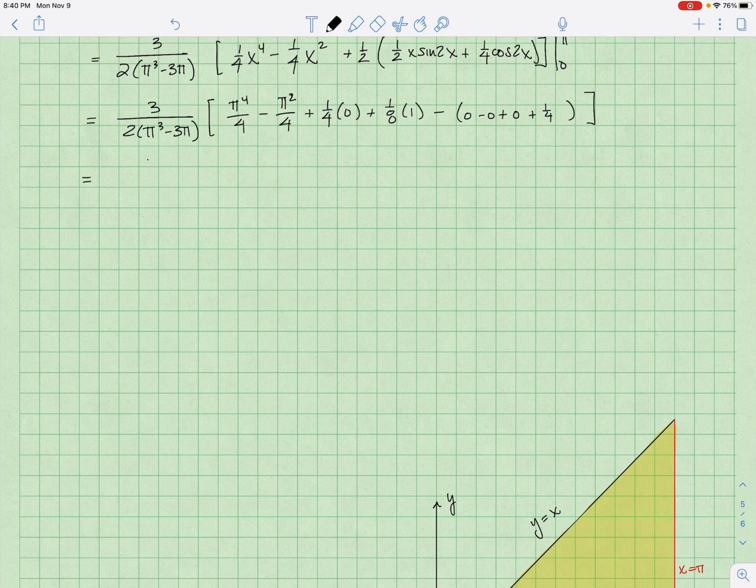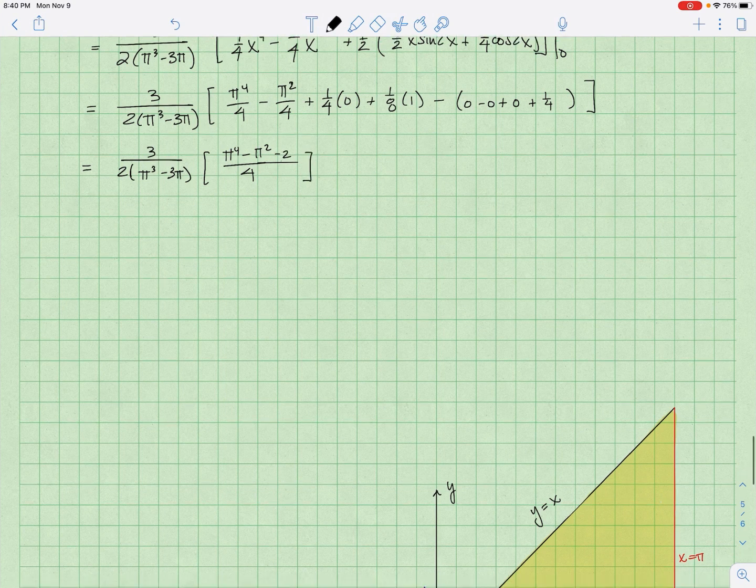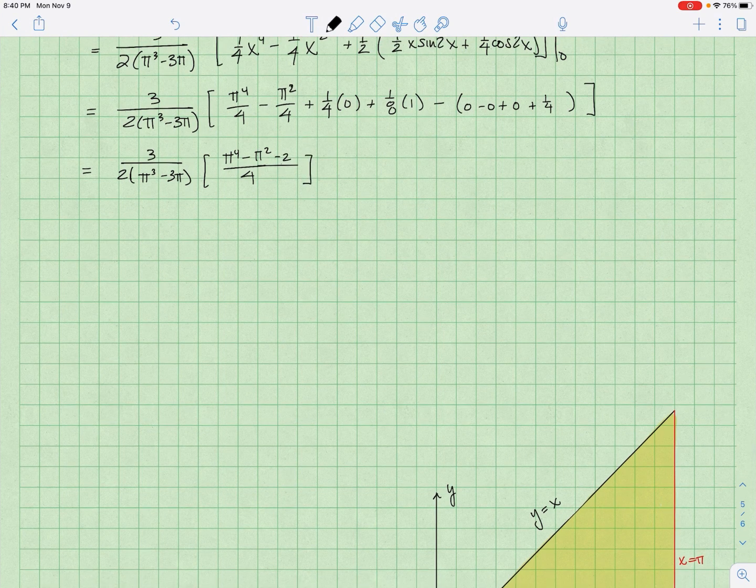And this becomes 3 over the quantity 2 times pi cubed minus 3 pi times pi to the 4th minus pi squared over 4. And let's see. An eighth minus a fourth is minus 2/4. So let's just get a common denominator there. Minus 2. And we'll get a decimal approximation for that.